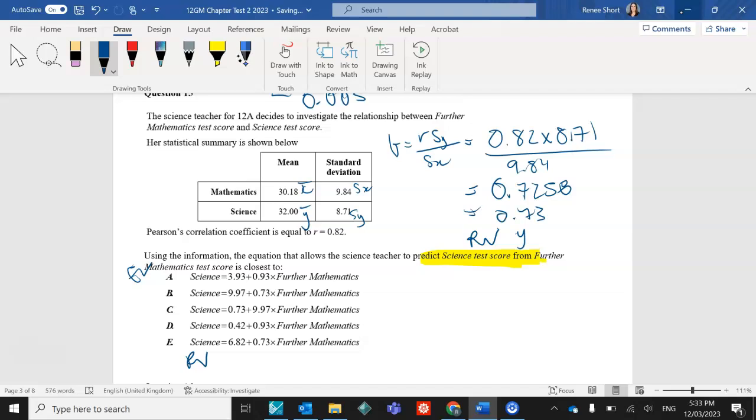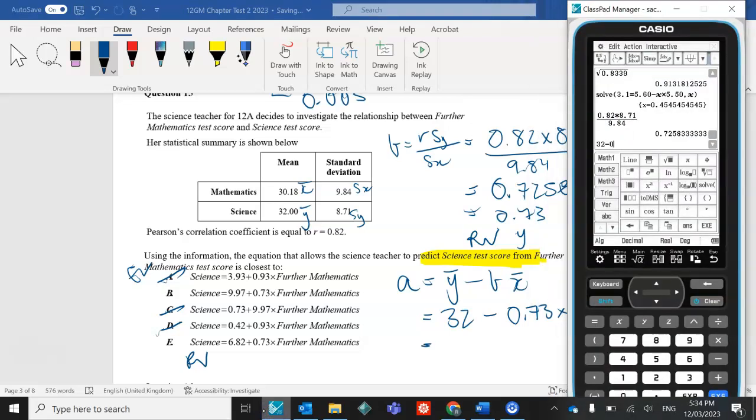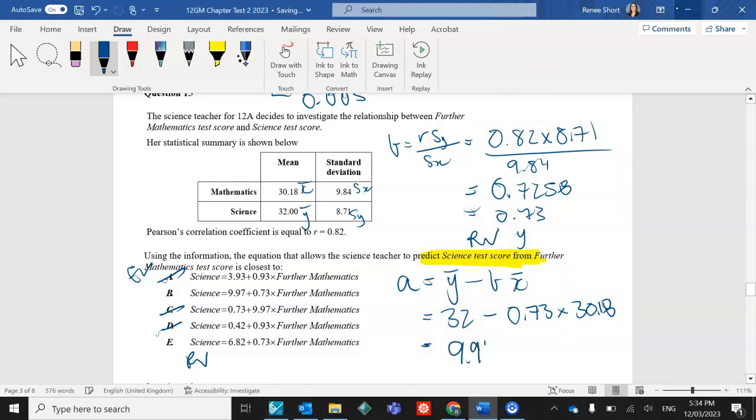Using that, I can actually straight away get rid of A, C, and D, because only B and E use 0.73 as the slope. I then have to find my intercept, and remember that my formula for the intercept is A equals Y bar minus B times X bar. So then I have 32 minus 0.73 times 30.18. And again, in my calculator now, if I enter that, 32, I get 9.9686. And to 2 decimal places, that becomes 9.97. So my best answer there is B.